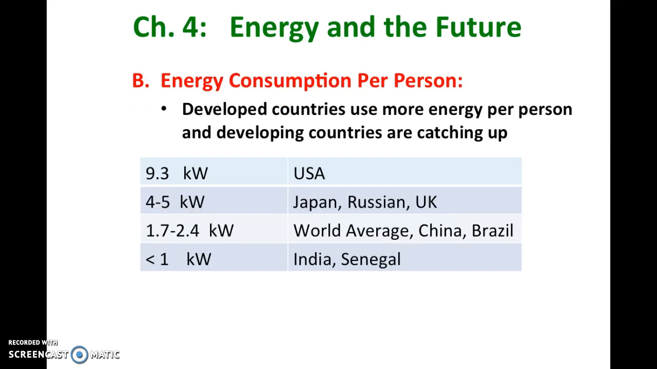Energy consumption per person depends on which country you live in. In the USA, each person consumes energy at a rate of 9.3 kilowatts. The world average is 4.5 kilowatts. And most people in the world consume energy at a rate lower than 1 kilowatt.